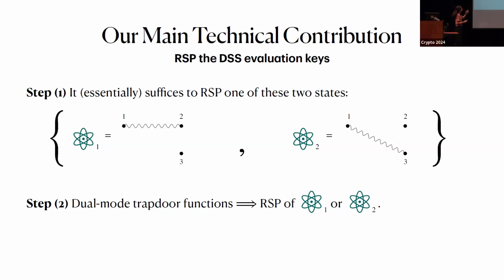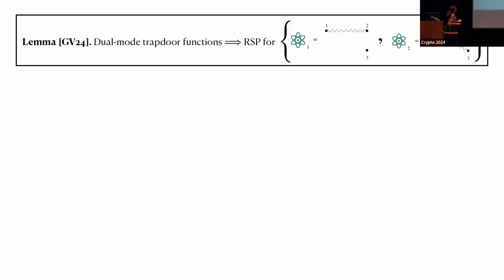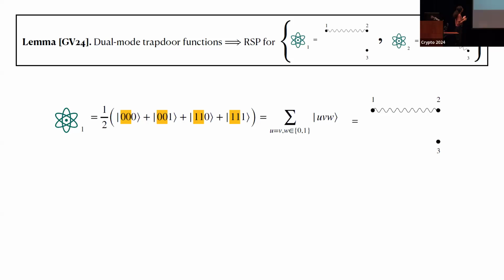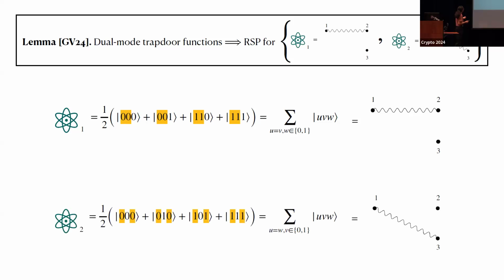And recall, to RSP this DSS evaluation keys, we wanted to RSP this family of 3-qubit states, where either the first qubit is entangled to the second qubit or the third qubit. To be a bit more specific about what I mean by that, the first state has a uniform superposition over all 3-bit strings where the first and second bits are equal. And the second state is a uniform superposition over all 3-bit strings where the first and third bits are equal.